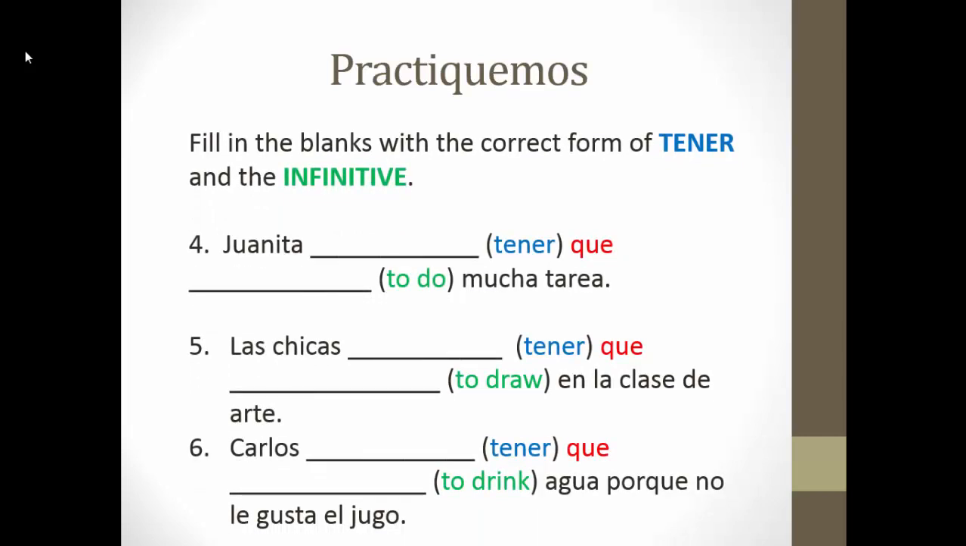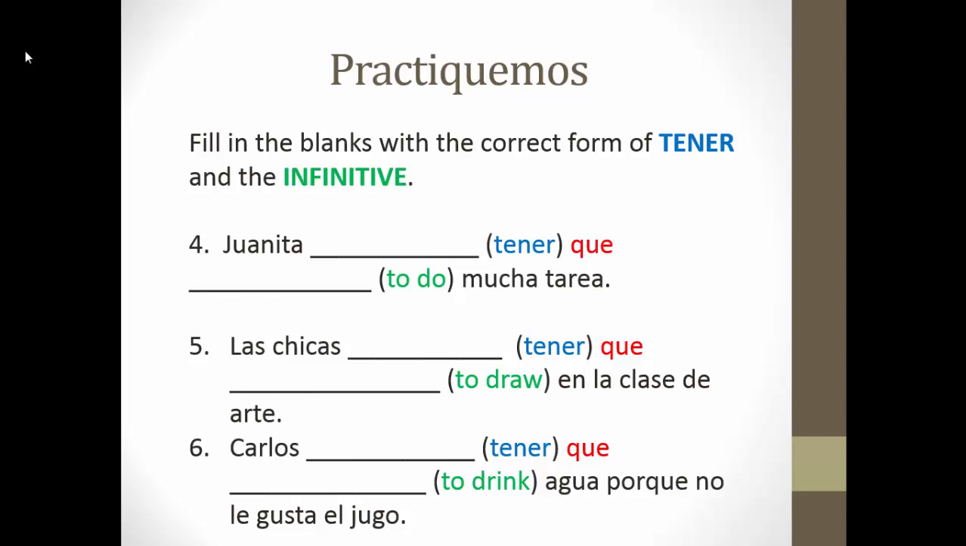Practiquemos más. Fill in the blanks the same as we did at the previous slide. Juanita is our subject, therefore ella. Tiene is the form we need. Plus que, plus to do, would be hacer. Therefore, Juanita tiene que hacer mucha tarea means that Juanita has to do a lot of homework.